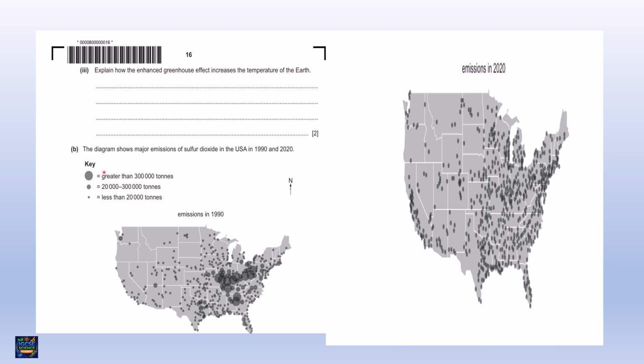Part B: the diagram shows major emissions of sulfur dioxide in the USA in 1990 and 2020. This is a diagram based question. Here are the keys: greater than 3 lakh tons, 20,000 to 3 lakh tons, and less than 20,000 tons. Here is the emission in 1990, and here is the emission in 2020. Let's see the question in the next slide.